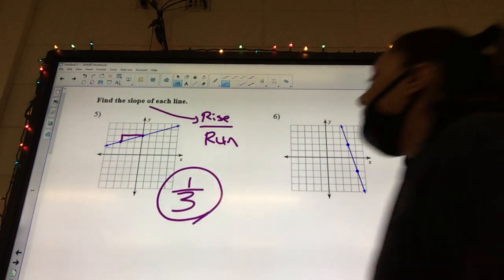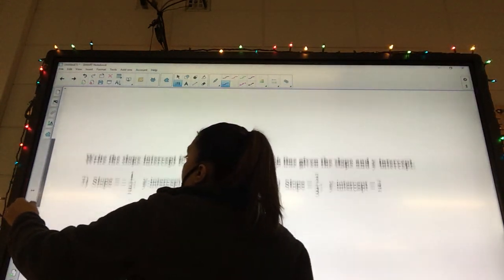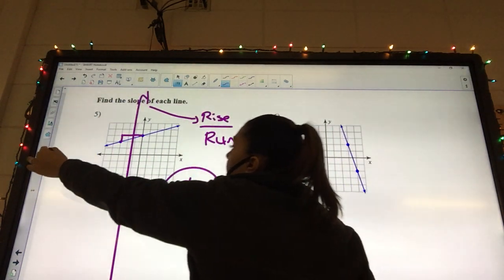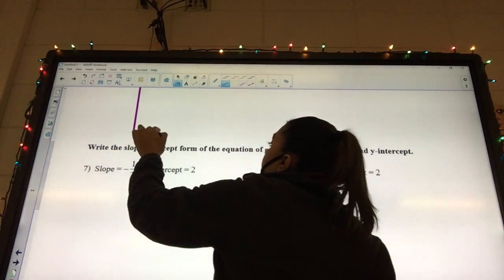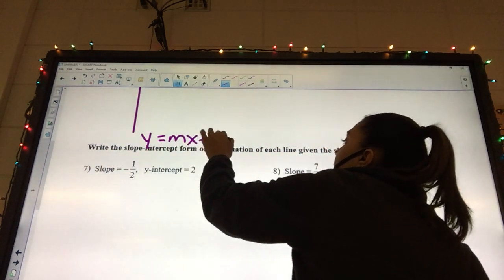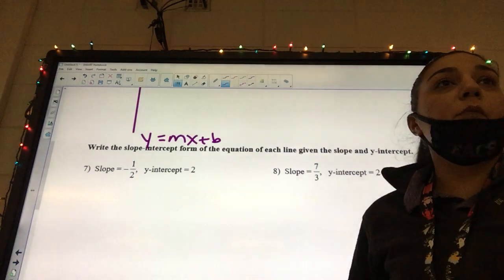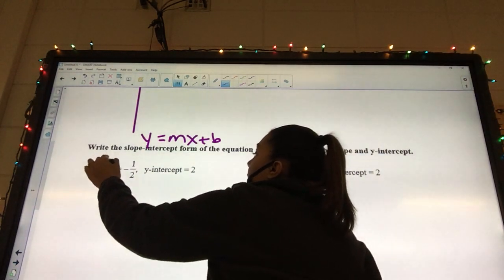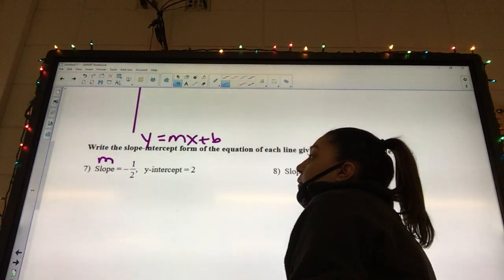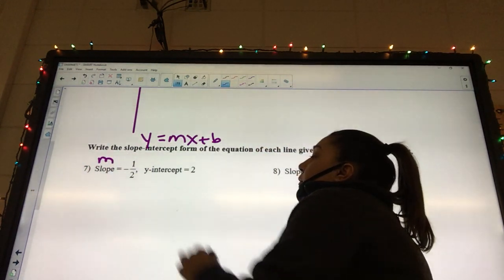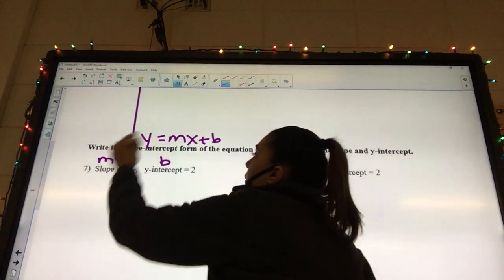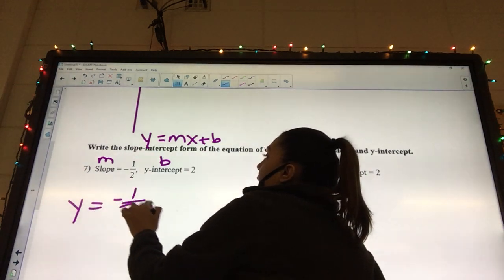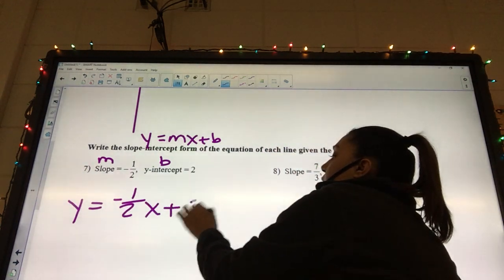Okay, number 7. Number 7 says write the slope-intercept form. Slope-intercept form is y equals mx plus b. What does our m stand for? Slope. What does our b stand for? Y-intercept. Yes, this is our b. And so we're really just plugging this stuff in. We got y equals negative 1/2 x plus 2.